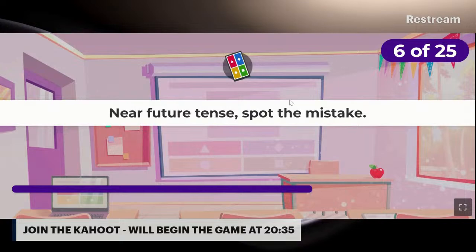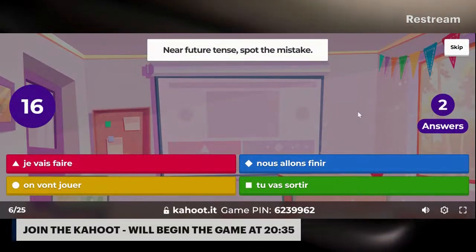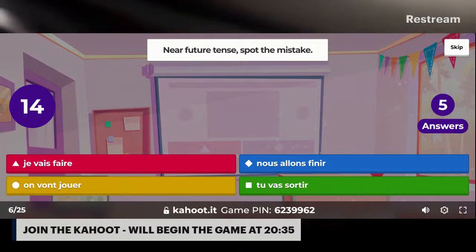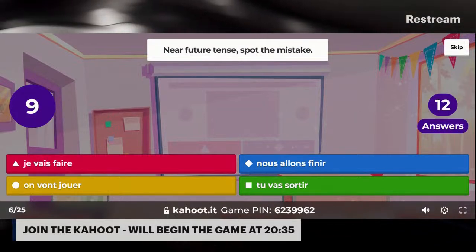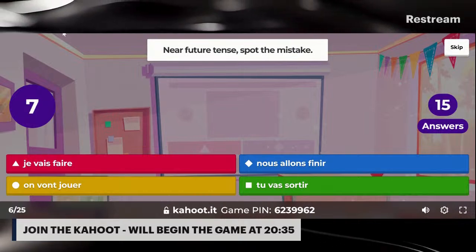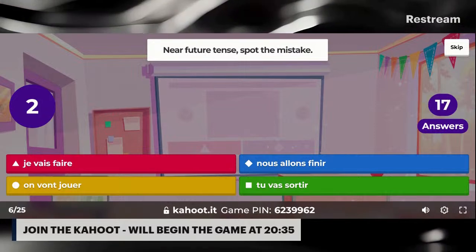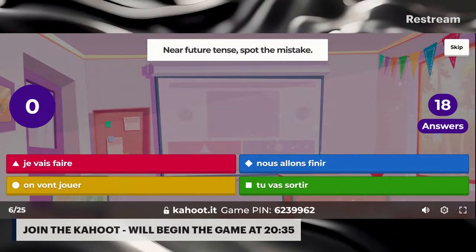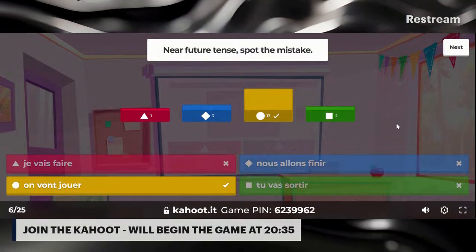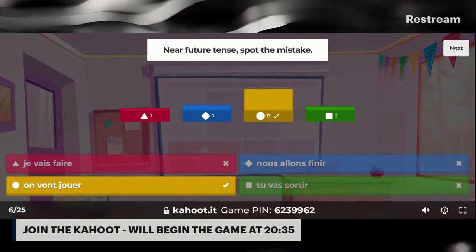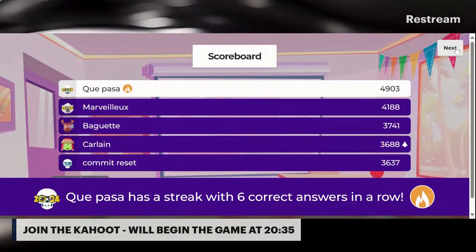Near future tense, which one of them has a mistake? Je vais faire, nous allons finir, on va jouer, tu vas sortir. Okay, yep, the answer is on va jouer. There should be no T. Okay, well done, que pasa?